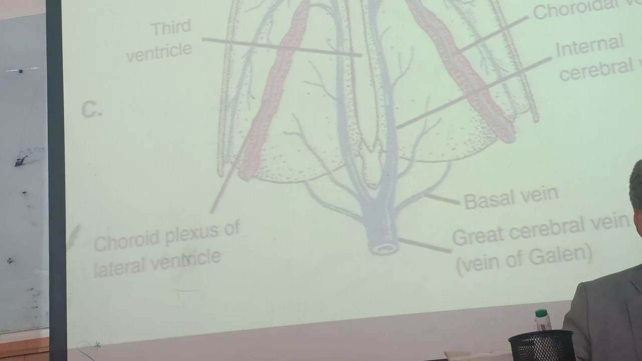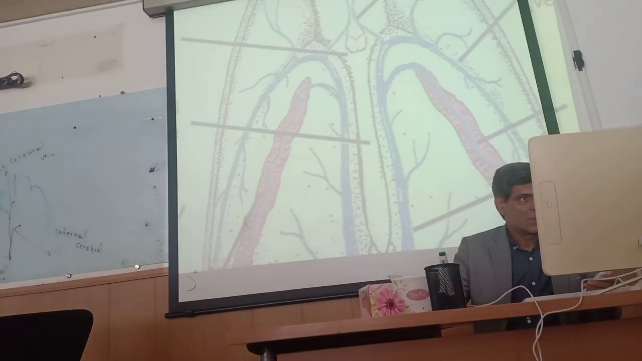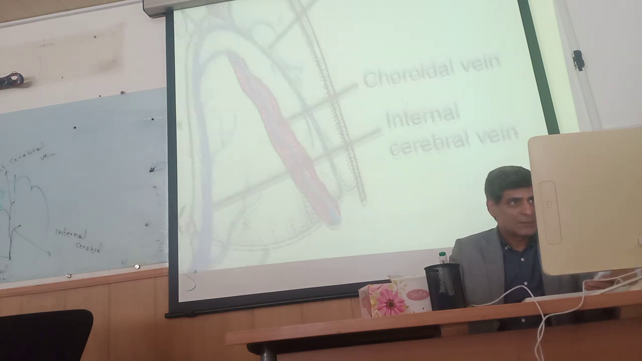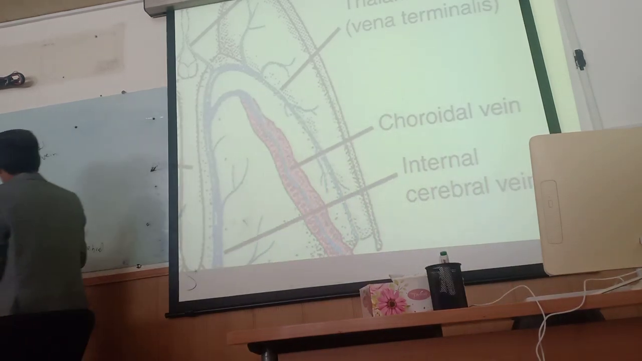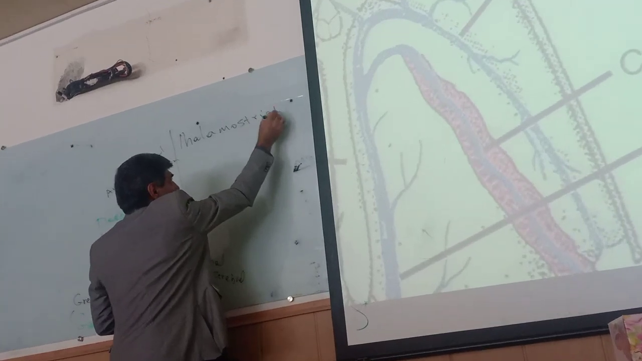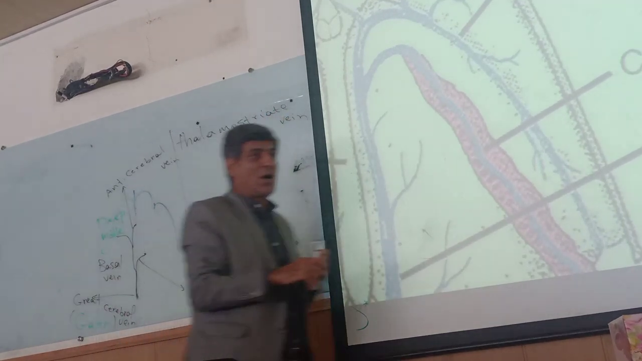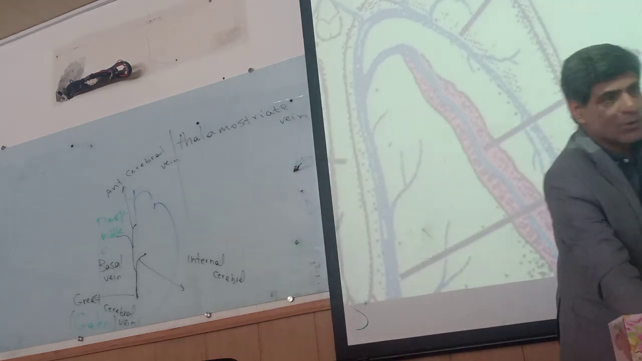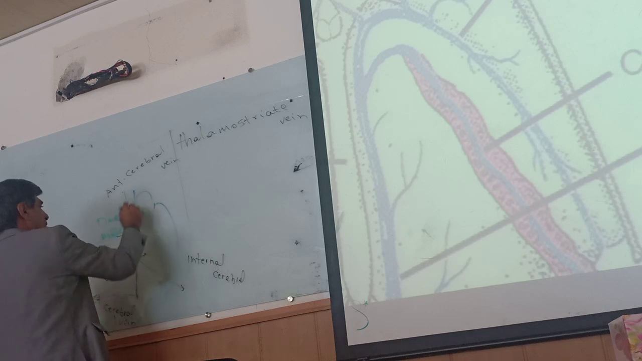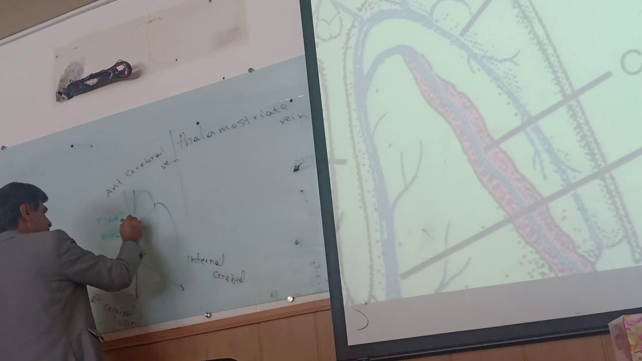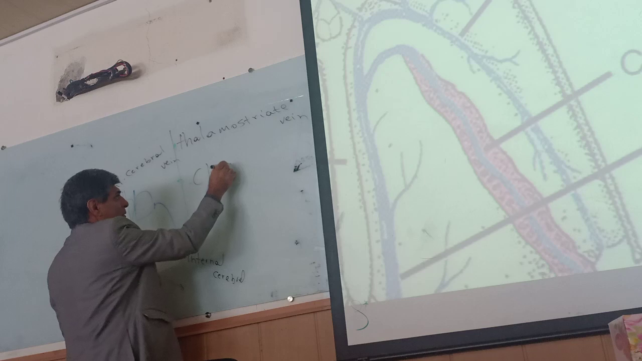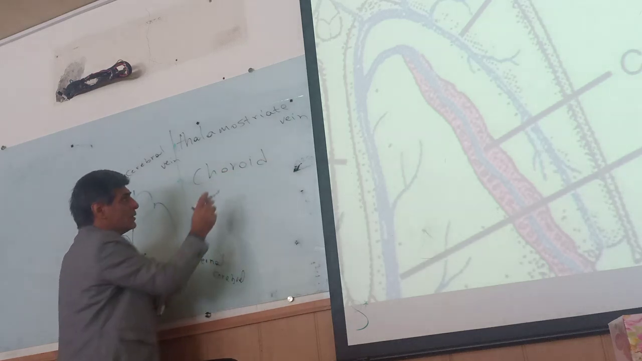And the thalamo-striate vein. The thalamo-striate vein communicating with the choroidal vein. Anterior thalamo-striate vein, okay, joined by which vein? The thalamo-striate vein, or vena terminalis, is joined by the choroidal vein. Joined by which vein? The choroid vein.